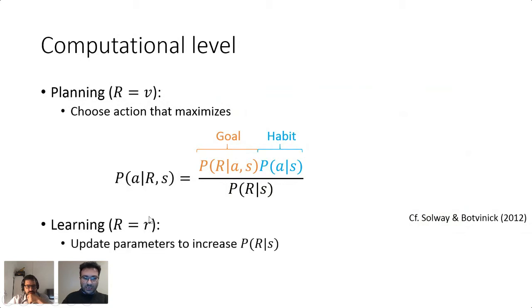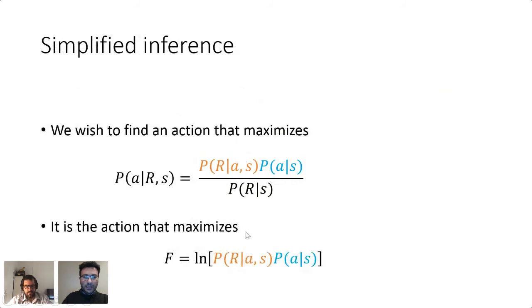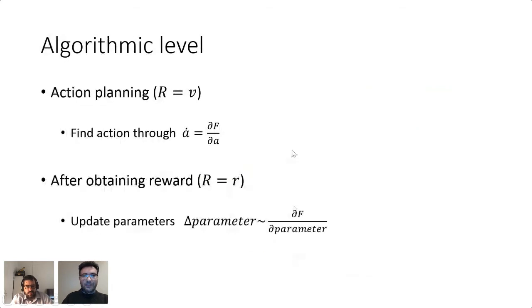And then once a reward is obtained, the parameters need to be updated so the animal is not surprised by this reward in the future. This posterior probability could be computed from Bayes' theorem, but please note that the action doesn't occur in the denominator. So instead of finding an action which maximizes the posterior, we can find the action which maximizes the numerator of Bayes' theorem. So we define an objective function equal to the logarithm of this numerator. And the algorithm employed by the model involves maximization of this objective function f.